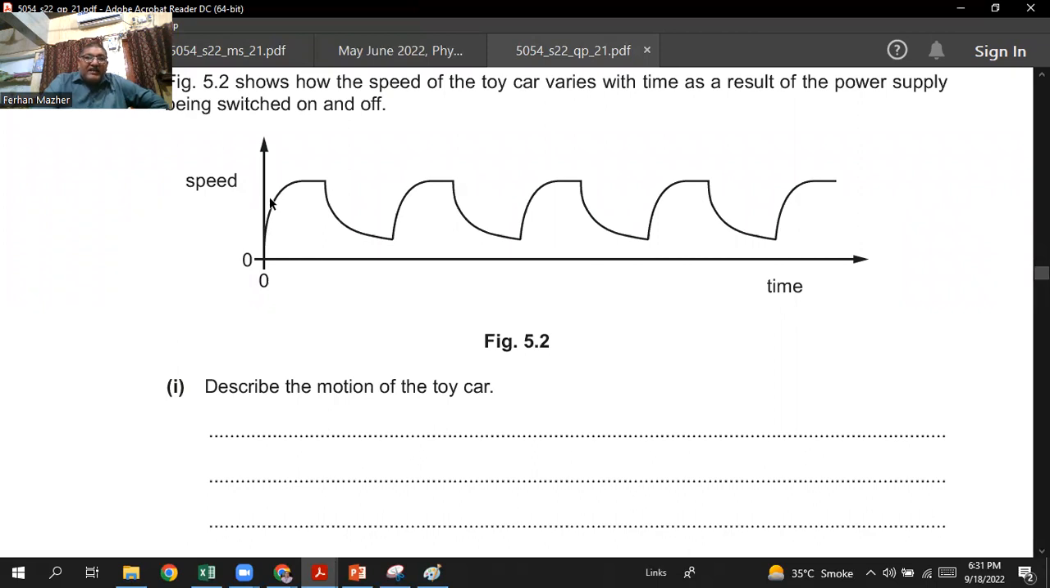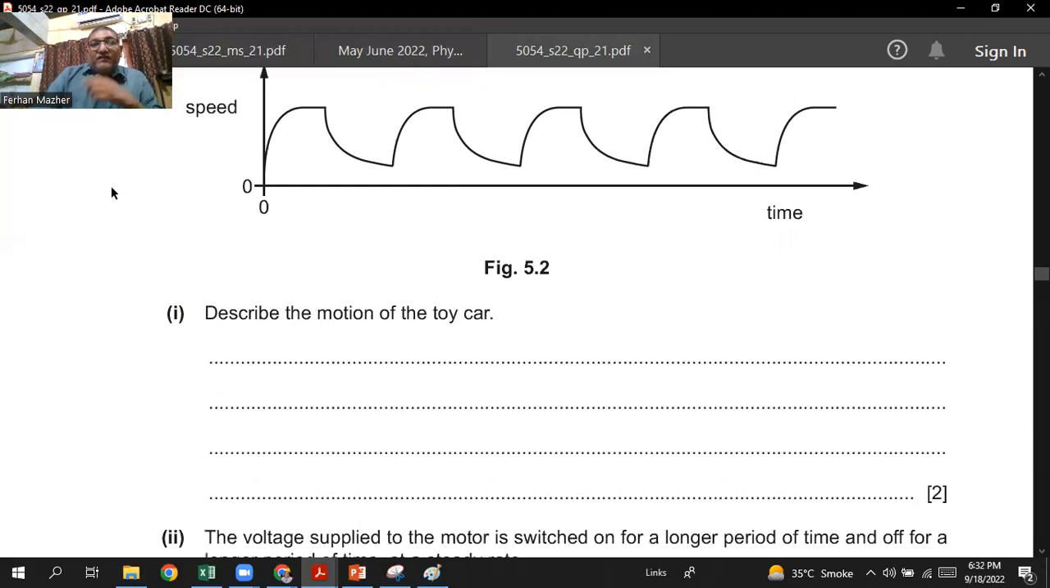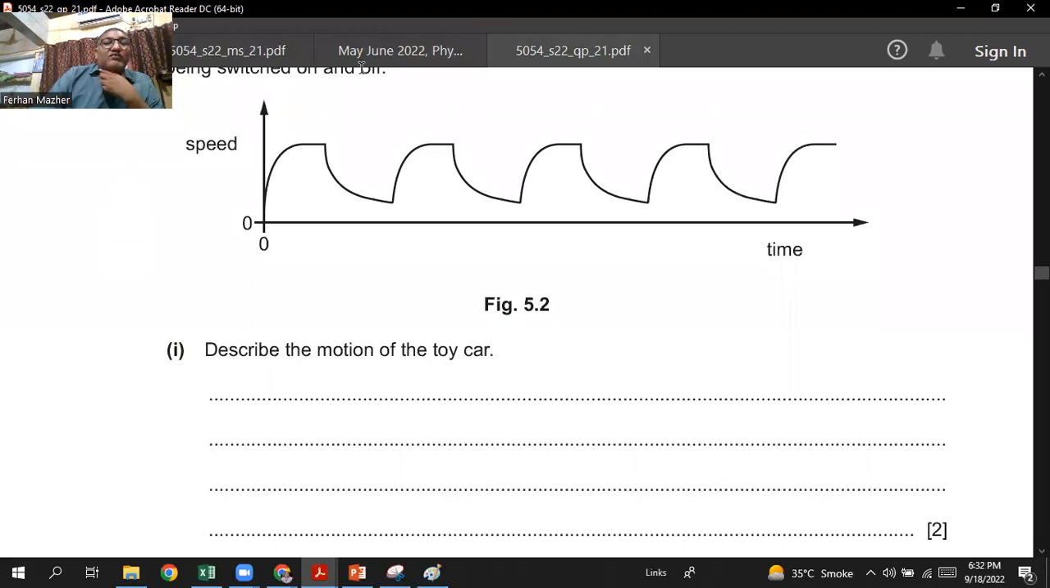So it means that the speed is increasing non-uniformly, then the speed becomes constant, then the speed decreases non-uniformly, but it does not become zero. And again, the same cycle happens again. The speed increases non-uniformly, then becomes constant, then decreases non-uniformly. It does not reach zero speed, and again the same cycle happens. So this is how you describe the motion of this toy car. It's a 2 marks question.